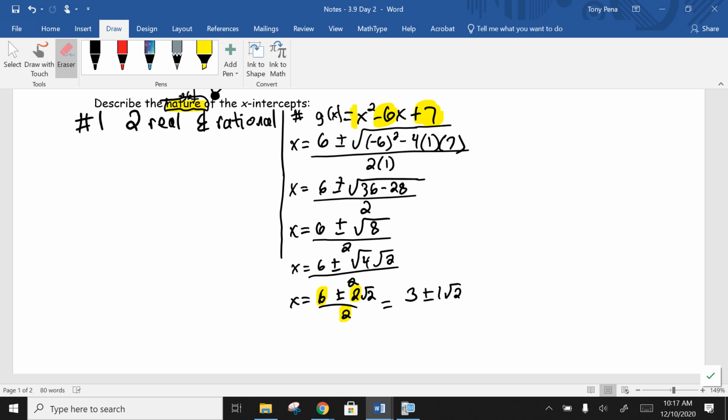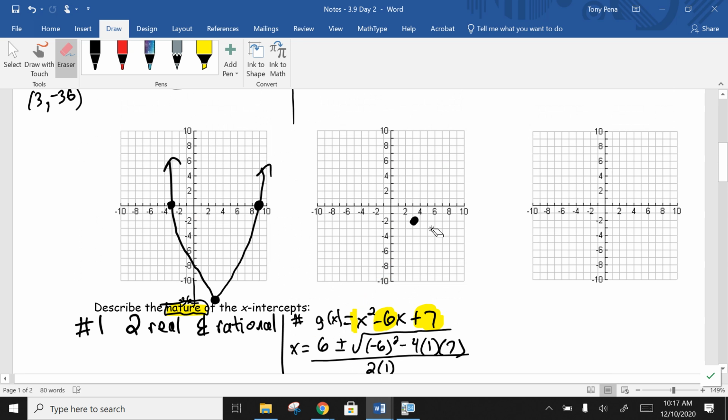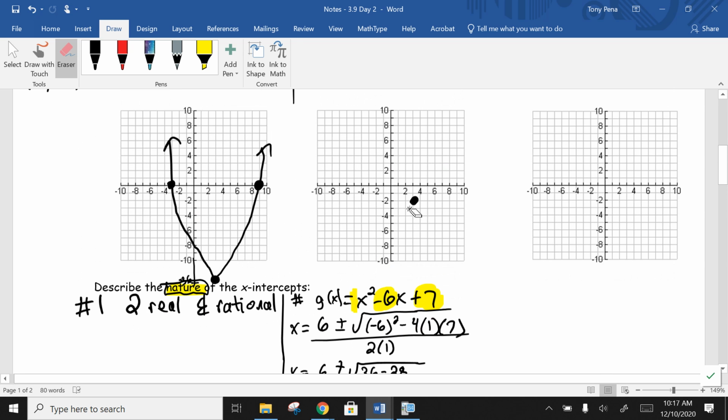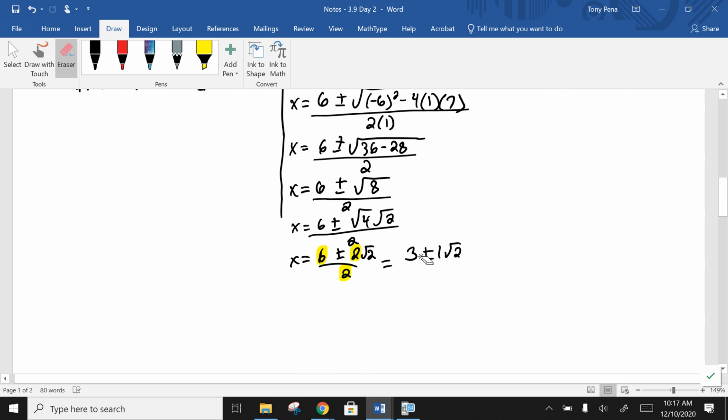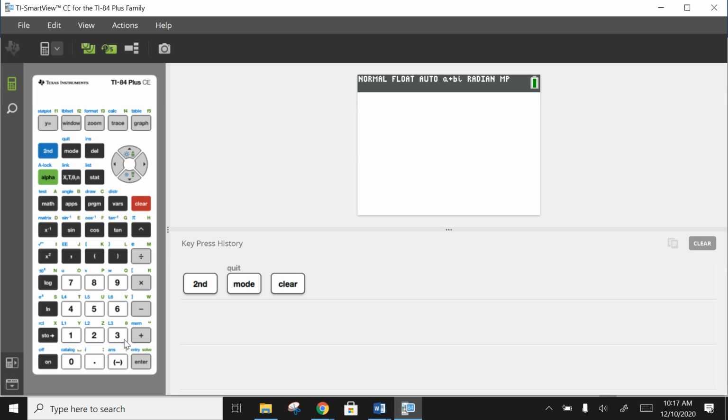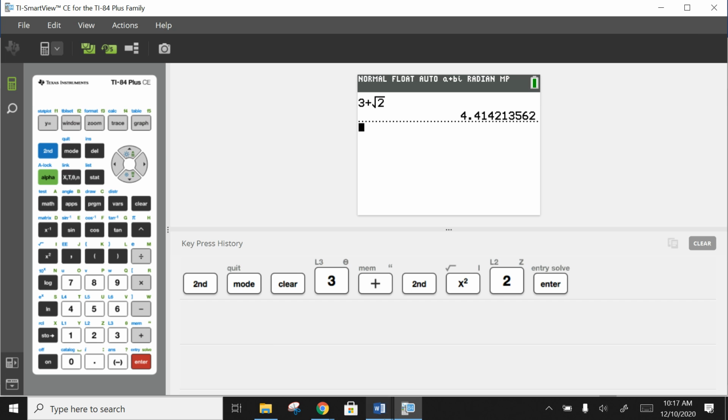So if I now want you to graph this, for the sake of this problem, we need to sort of know these are our two x-intercepts. We need to know what those numbers actually are. So that's where the calculator would come in. So I'm going to do one of them, which is 3 plus a root 2. So I do 3 plus a square root of 2, and that's about 4.4.